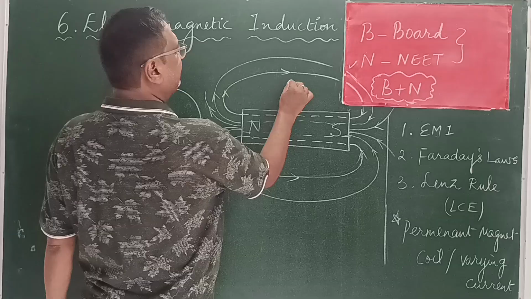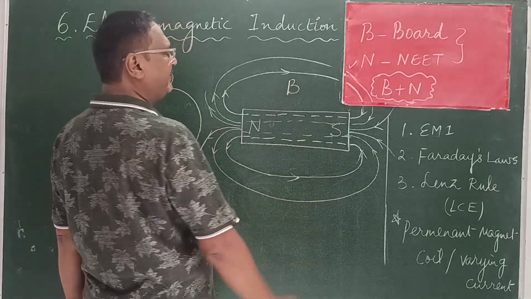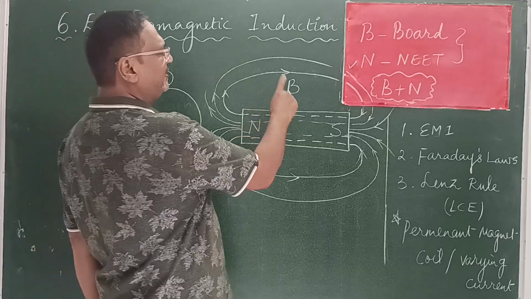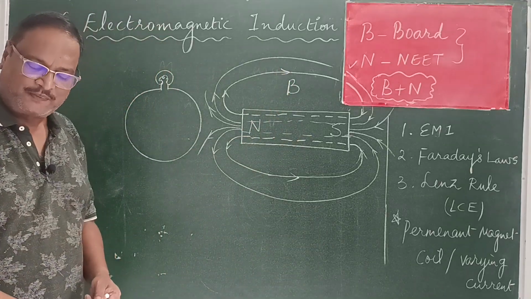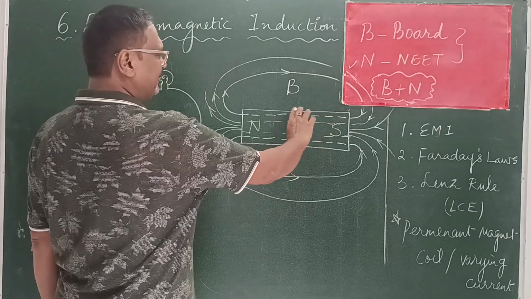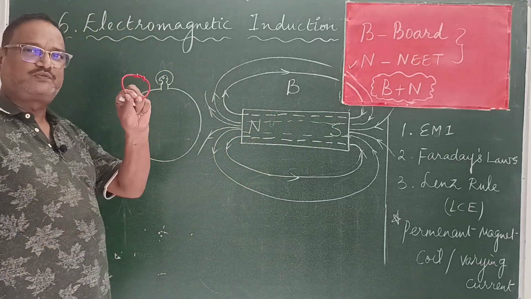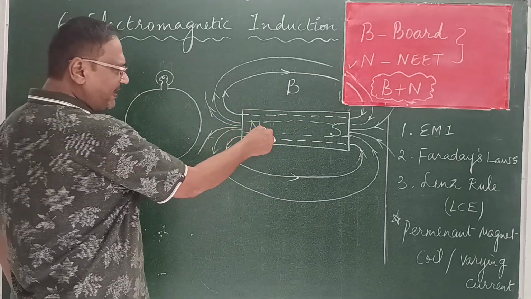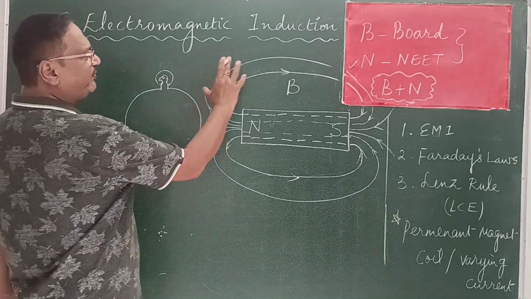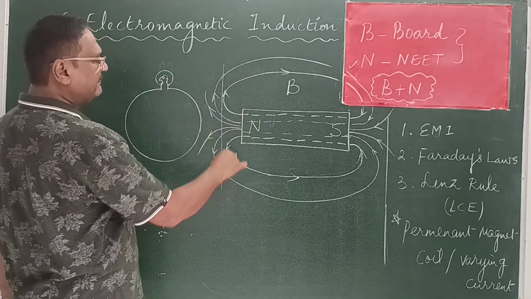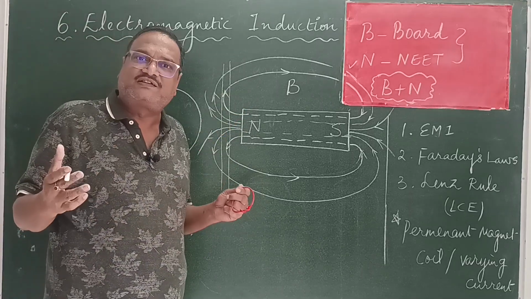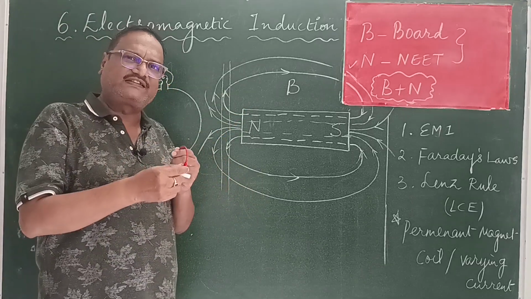Magnetic field is represented by the symbol B. Electric field is capital E, magnetic field is capital B. Now, what are we going to do? We are going to move this magnet into that loop. When I move this magnet into the loop, what will happen? The magnetic field will get disturbed. We say the magnetic field will get cut. Now, the magnetic field is getting cut.